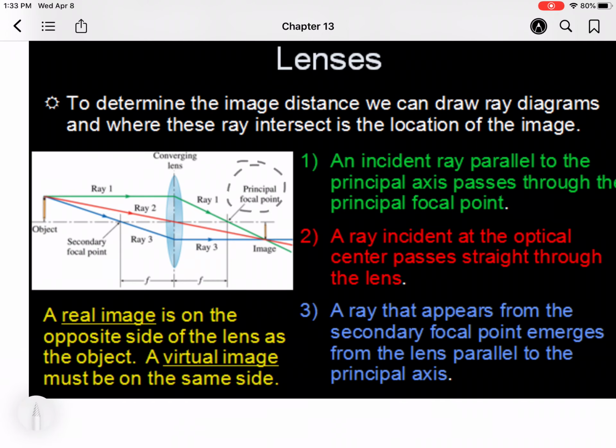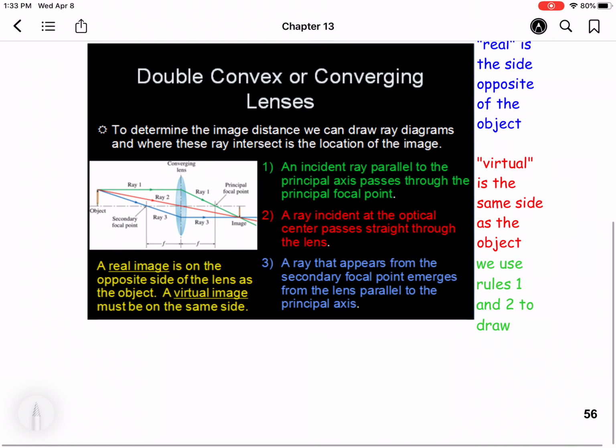Notice that this side is now the principal focal point. This is the secondary one. If we send a second one through the vertex, it's going to keep going. And if we send one through the secondary focal point, it'll then go parallel. All three of these converge here, which means we're going to have a real inverted image in this case, right?